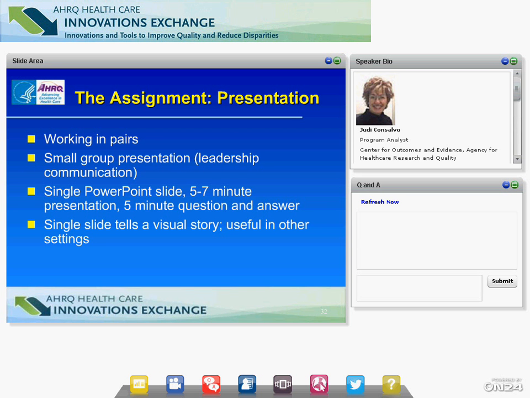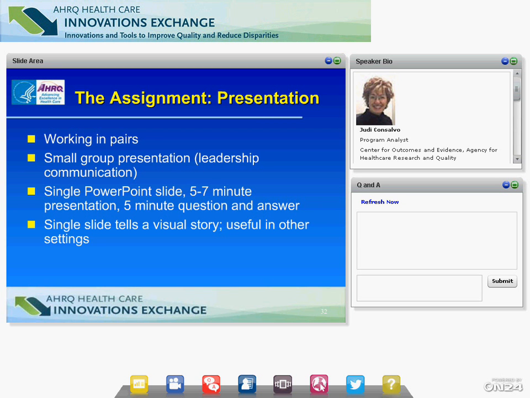The single slide is always controversial because they want to make lots of slides, and they're in an academic setting, and that's what people in academia do. But I tell them that they need to be clear about the message: what the innovation does, what its results are, and tell a visual story. I'm going to show you some examples, and you'll see how creative they've gotten. The other thing I tell them about a single slide is that you can use that as a handout in other settings.